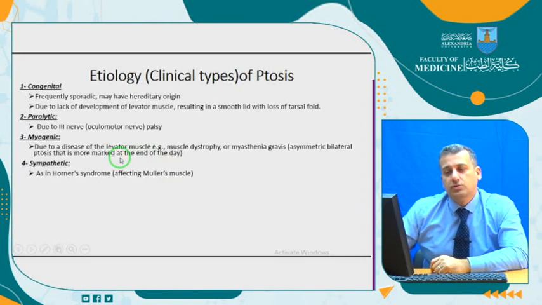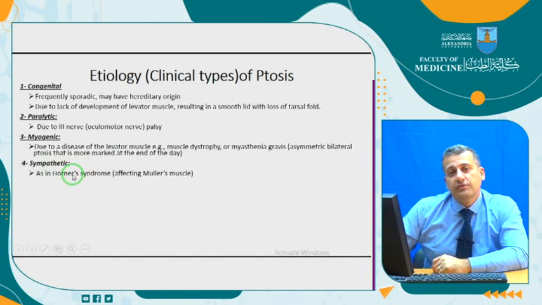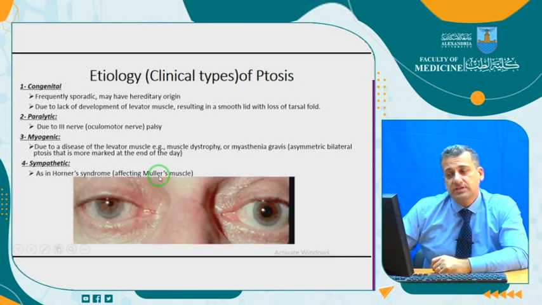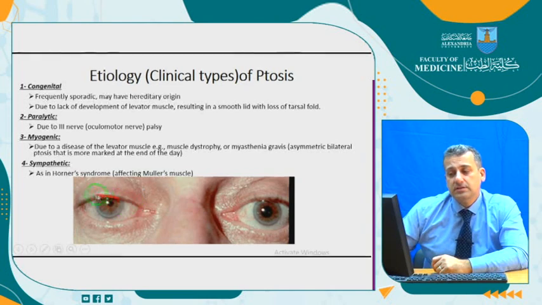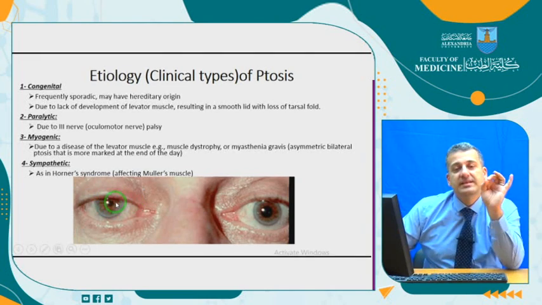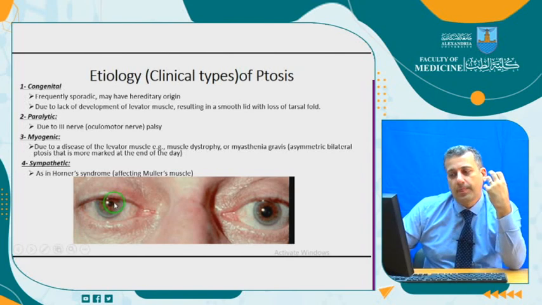This is called myogenic ptosis. Sympathetic ptosis, as we said before, the sympathetic nerve supplies the Müller muscle. So if you have a Horner syndrome affecting the Müller muscle, you will have ptosis. We discussed Horner syndrome. It is ptosis, and you see here there is ptosis. Miosis means the pupil is narrow, and anhidrosis, the skin is dry, and enophthalmos, or the eye is retracted inside. So this is Horner syndrome.